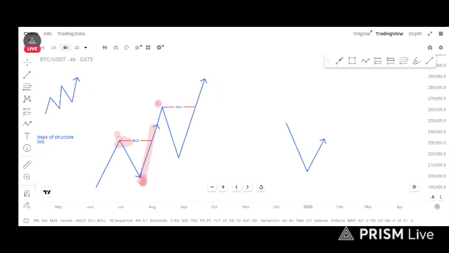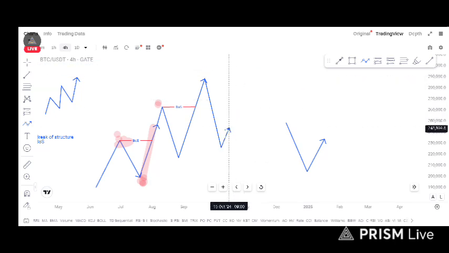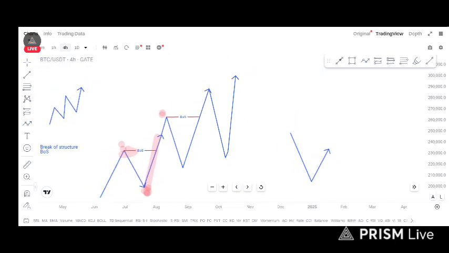So what we are going to be expecting now is for market to create a new high and pull back, and then boom, we now anticipate a new break of structure. So when market pulls back, that's when we now buy from here and make money.